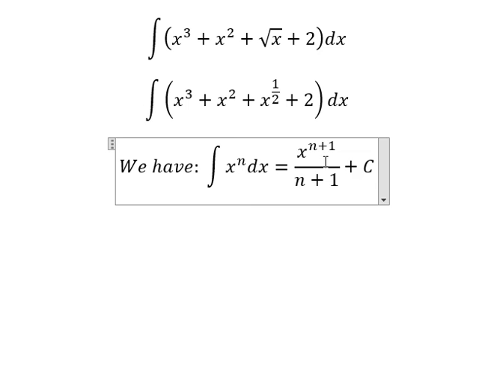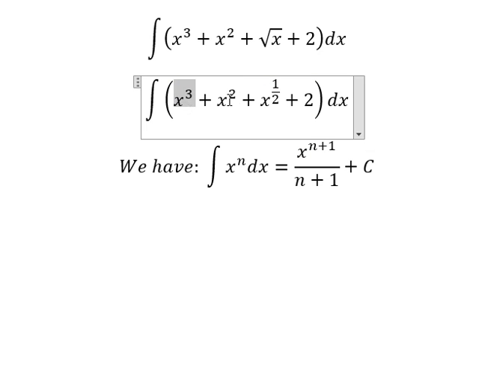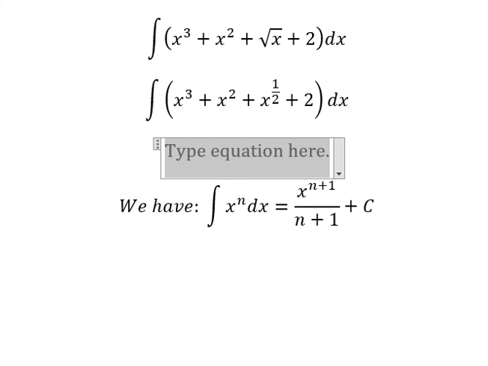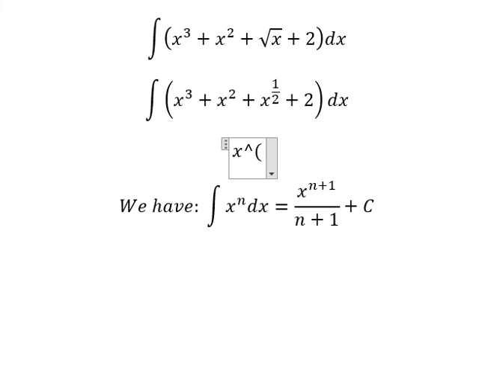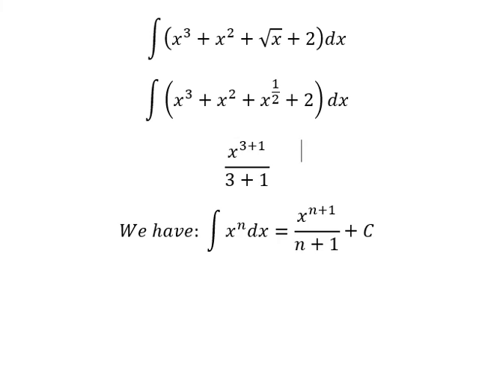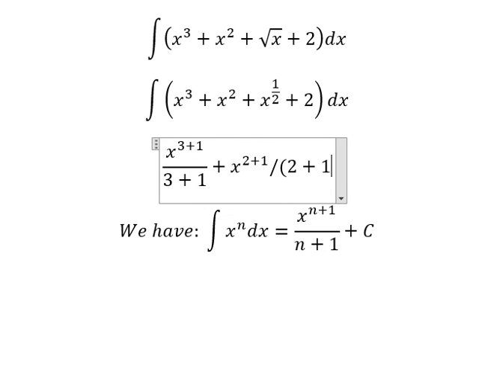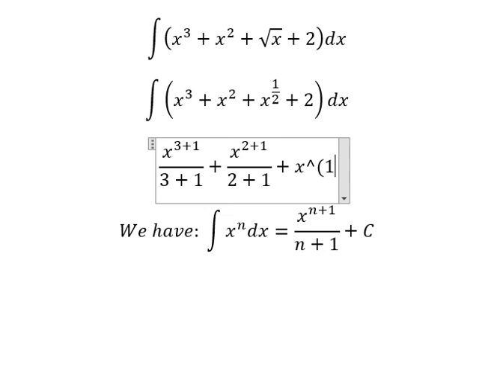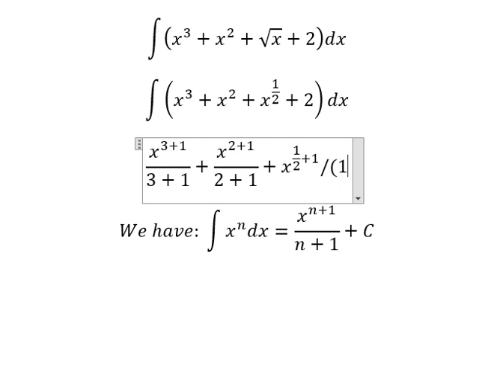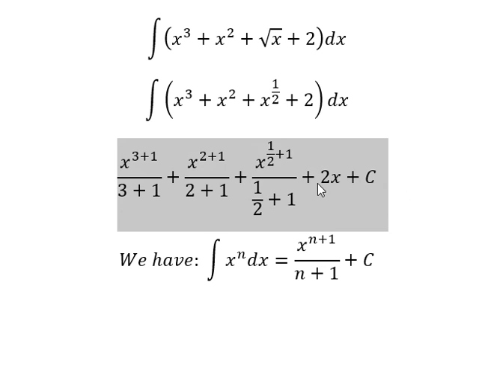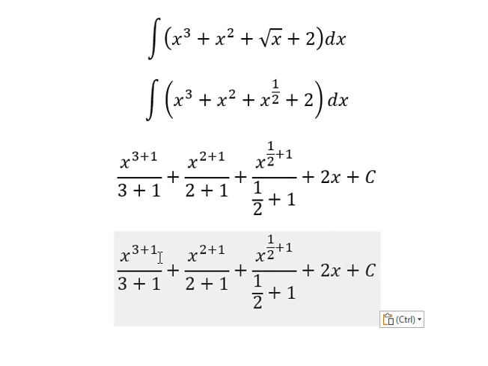So we can apply this formula for this one, this one, this one, and this one. So for the first one, we have x to the power of 3 plus 1 over 3 plus 1. Similar for the next one. So we need to simplify.